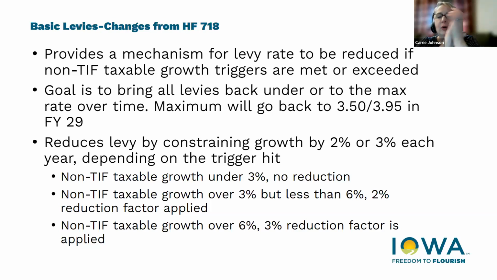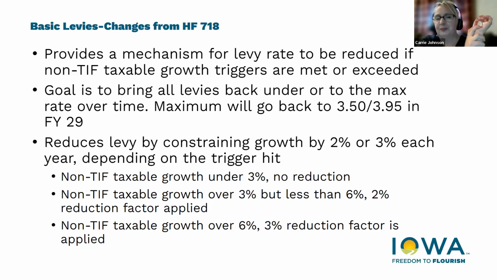And if your growth was over 6%, so say your value grew 10%, we will back into a new rate and new levy dollars that would only allow your growth to be about 7%. We'll take 3% off of that growth. So it's sort of compressing, constraining your ability to capture all the growth in the value through your tax rate.